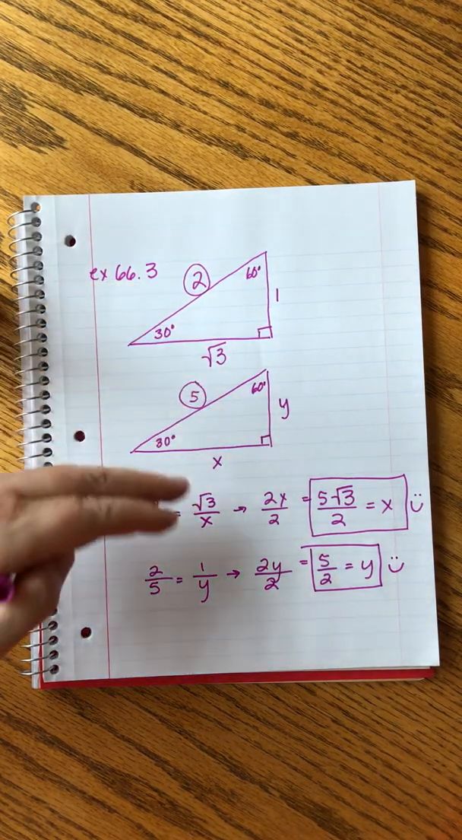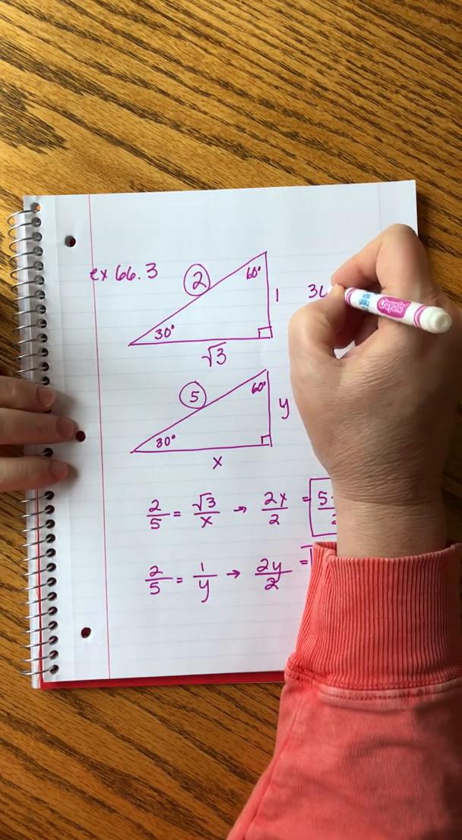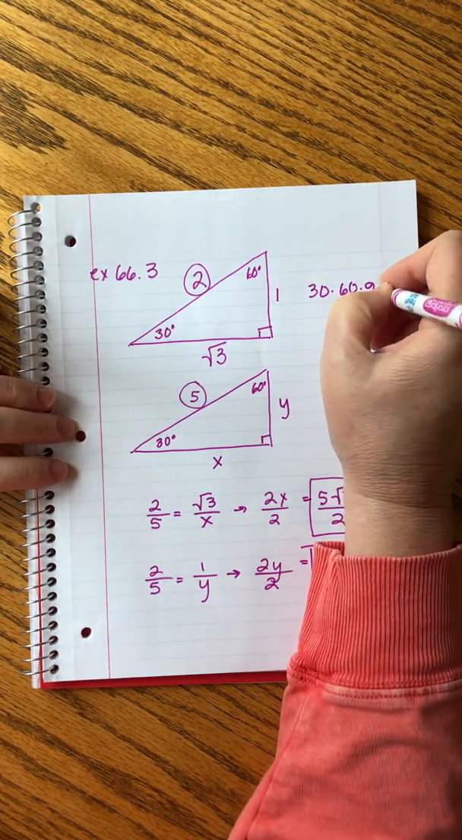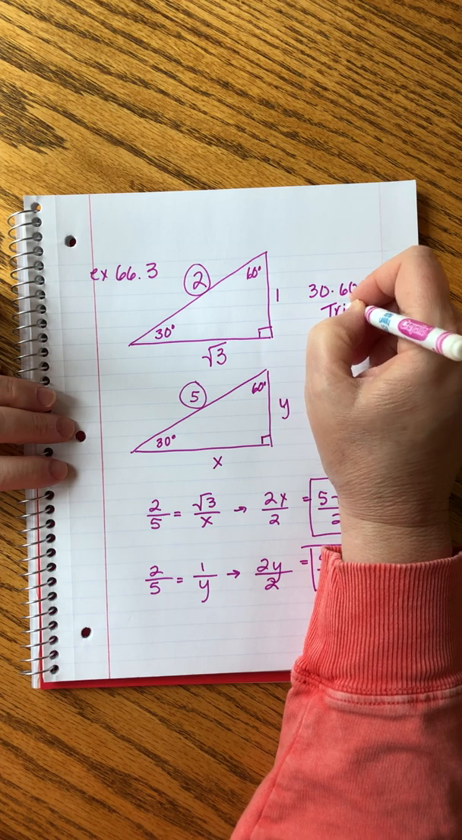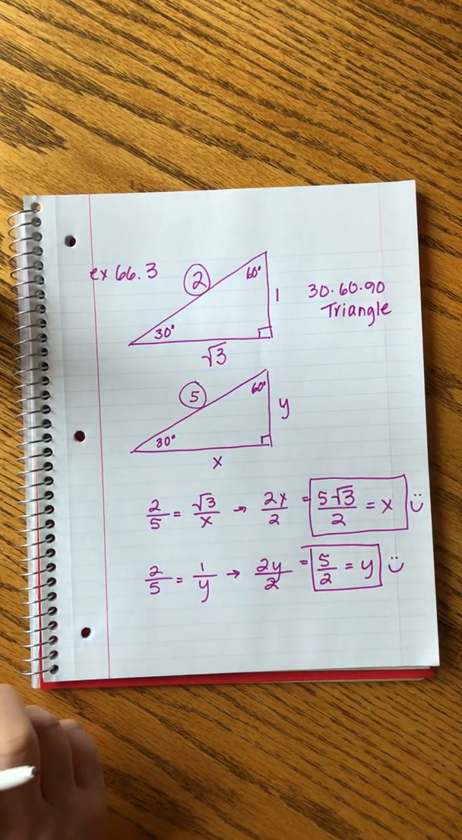So this is a great example of how we can use this 30, 60, 90, this reference triangle, to solve a trig problem without having to use our calculators.